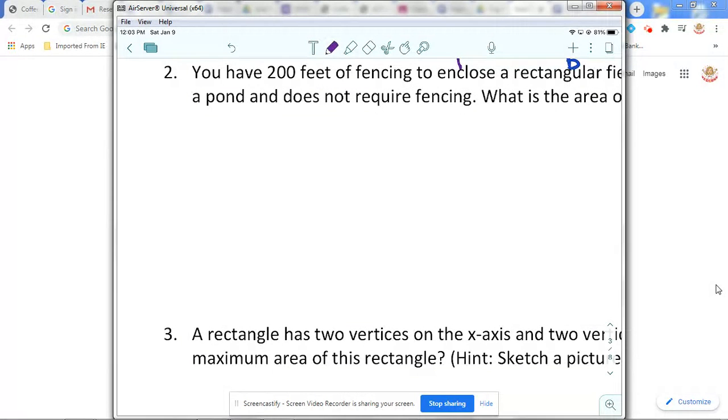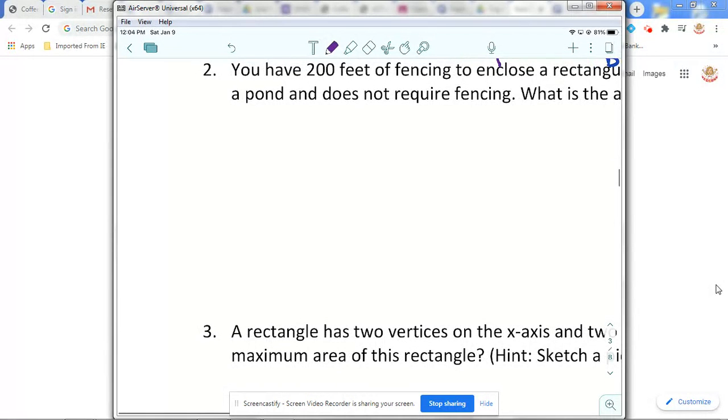So on 2, we have 200 feet of fencing to enclose a rectangular field by your house. One side of the field borders a pond and does not require fencing. What is the area of the largest field you can enclose? So let's draw a little picture because that definitely helps. So the pond side, I'm going to do like water. All right, and then we'll have our fence.